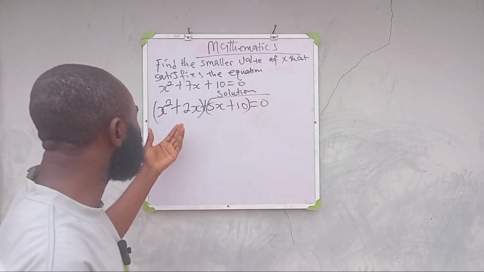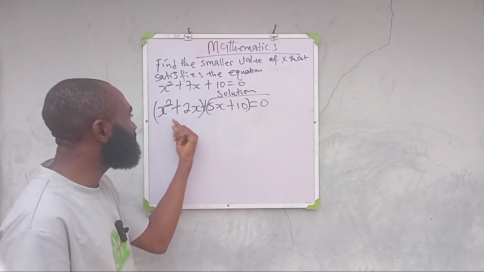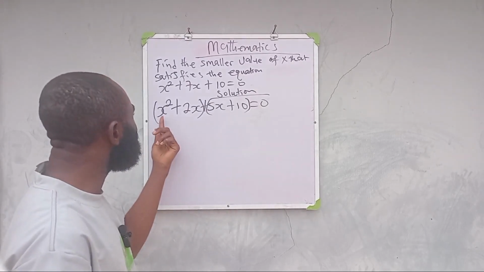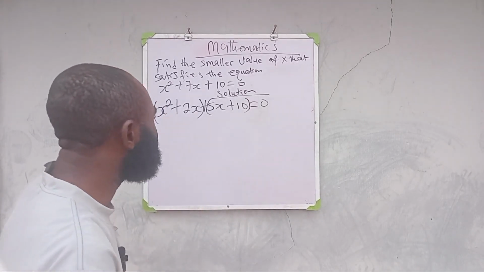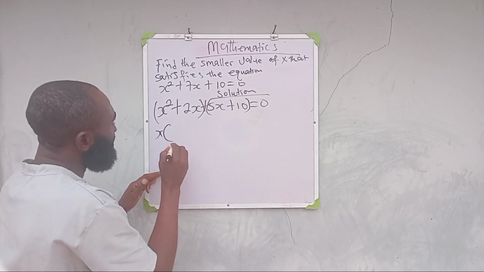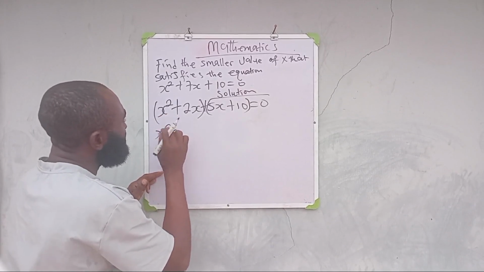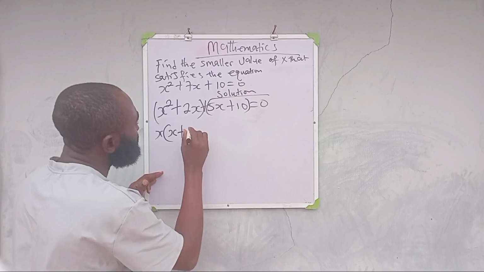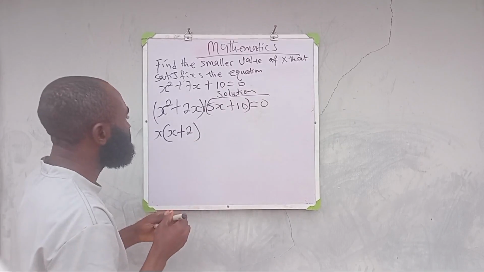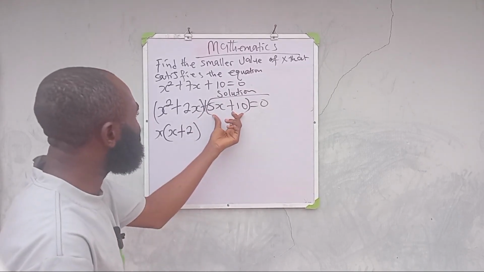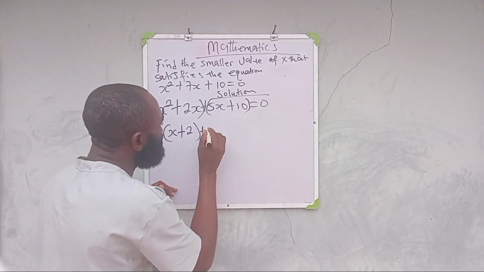So for the factorization, for the first bracket, we are going to look at the common factor between x raised to the power of 2 and 2x, which is x. So we'll now take x outside. x into x raised to the power of 2 is x, and x into 2x will give us 2. Then we are done for the first bracket. For the second bracket, the common factor here is 5.